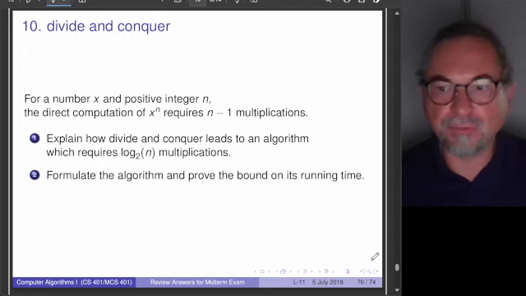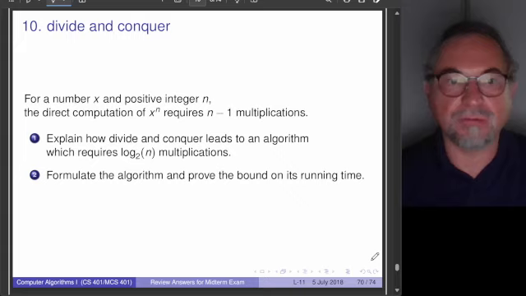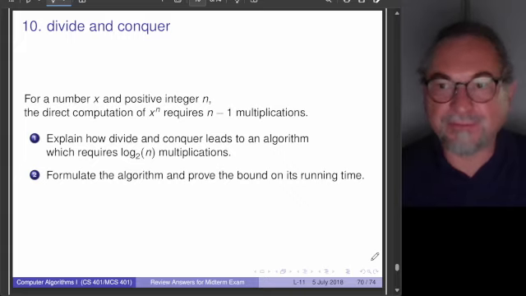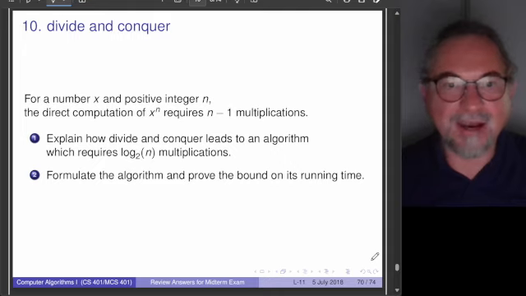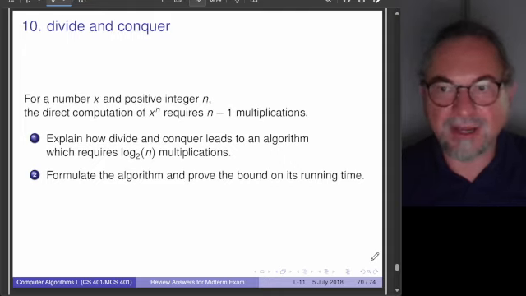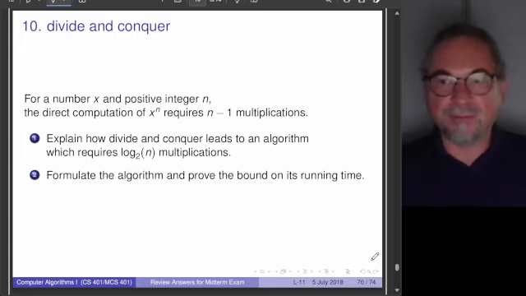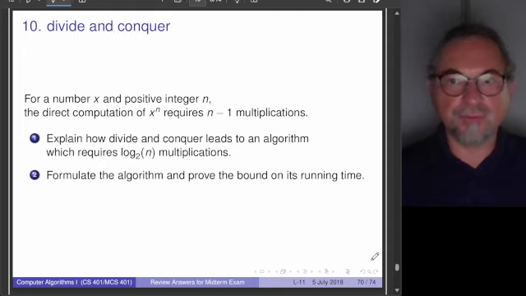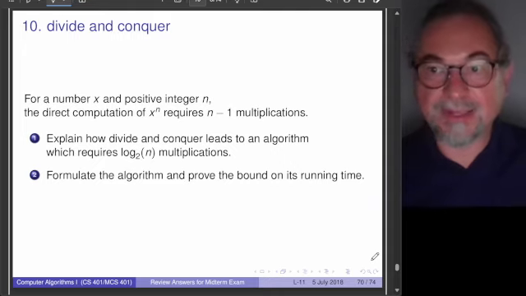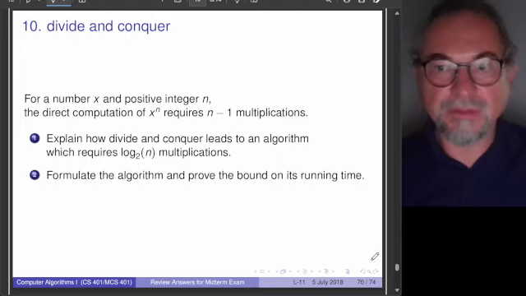If you have to compute x to the power n, then this requires n minus 1 multiplications if you do it in the straightforward way. But we know the divide and conquer technique. We can actually do a lot better. So think about computing x to the power 4. You compute x to the power 2, and then you multiply x to the power 2 by itself. So you get x to the power 4. So you are getting away with one less multiplication.